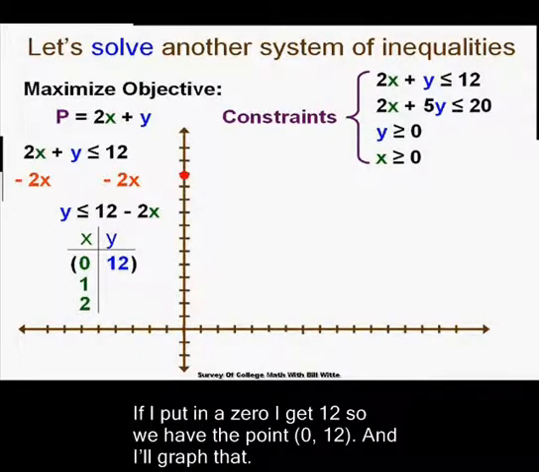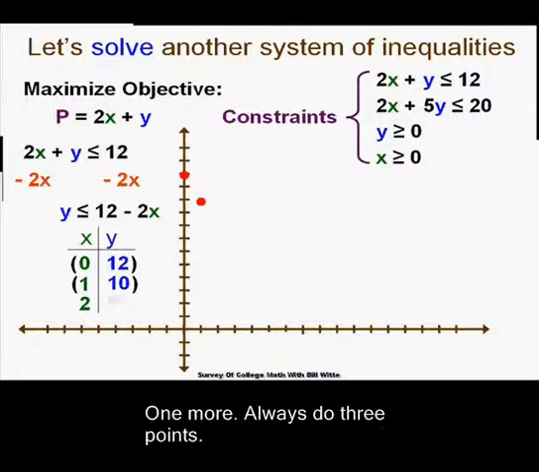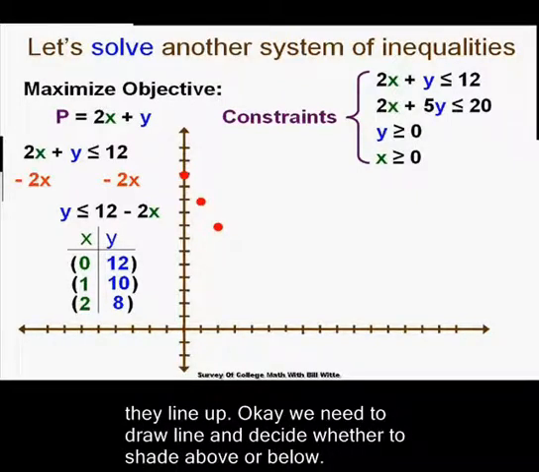If I put in a 1, 12 minus 2 times 1 is 10. So I get the point 1, 10. And if I put in a 2, 12 minus 2 times 2 is 12 minus 4 is 8. So 2, 8. Hopefully they line up. We're going to have to draw the line and decide whether to shade above or below.